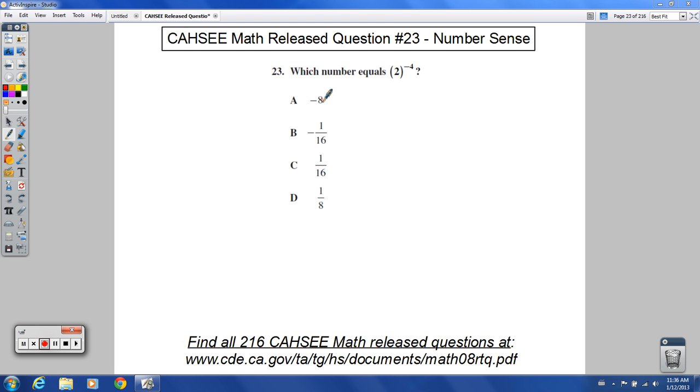Welcome to CAHSEE Math Release question number 23. We have here a negative exponent. Which number equals 2 to the negative fourth?